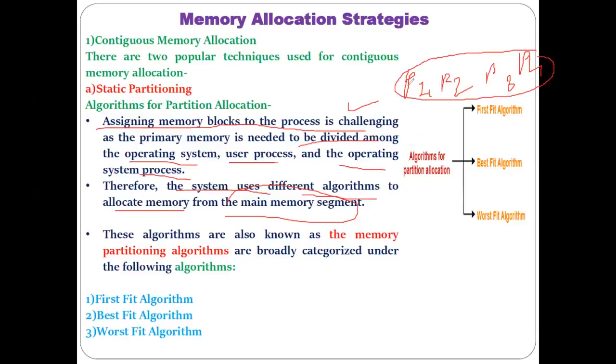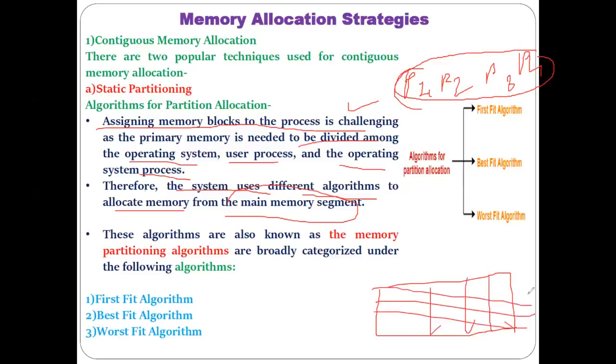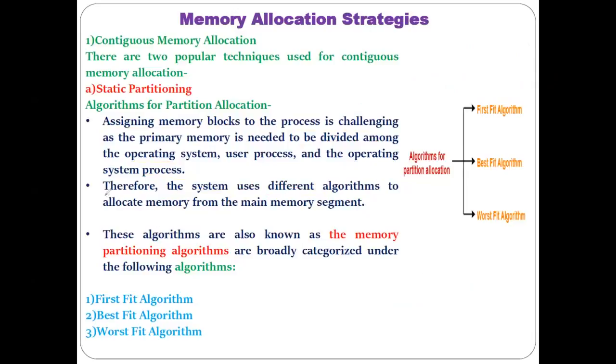Understood? Now, in order to decide how the memory will be allocated, there might be multiple partitions of the memory available. There might be thousands of memory partitions available. But which partition is to be allocated to P1, which to P2, which to P3? It is not like the processes are put randomly into these memory blocks. So in order to decide which partition will be allocated to a particular process, a particular algorithm is utilized. Here it is mentioned.